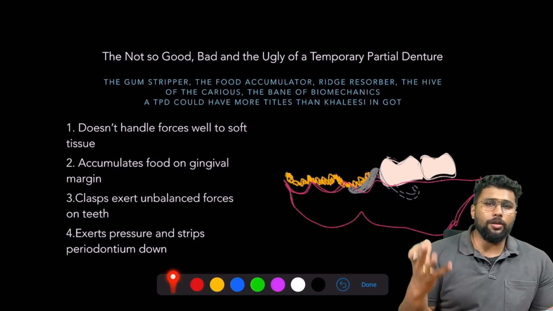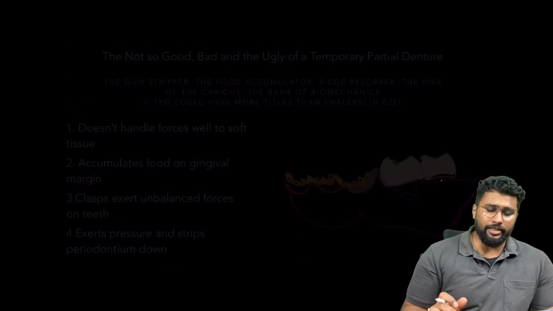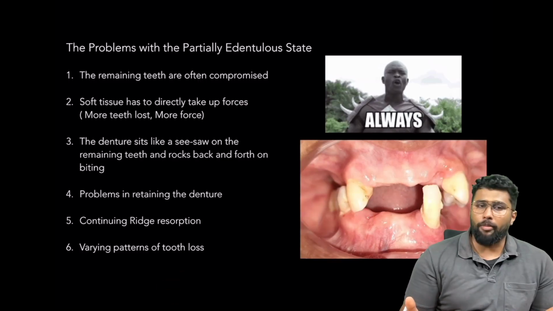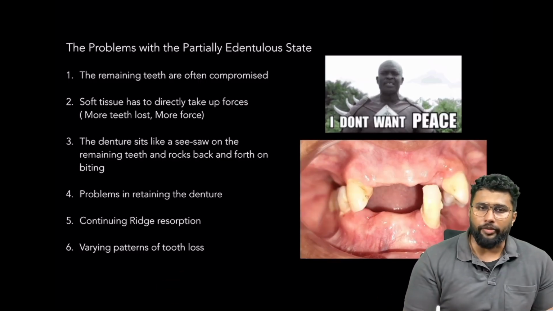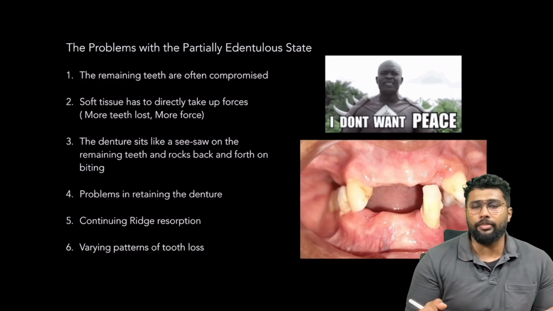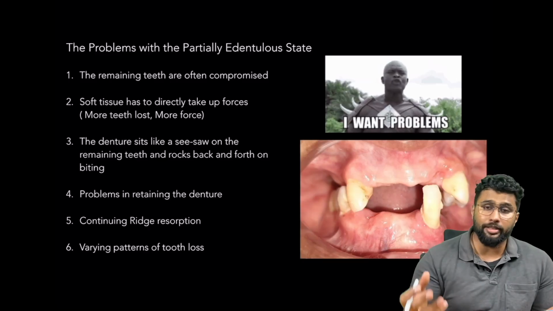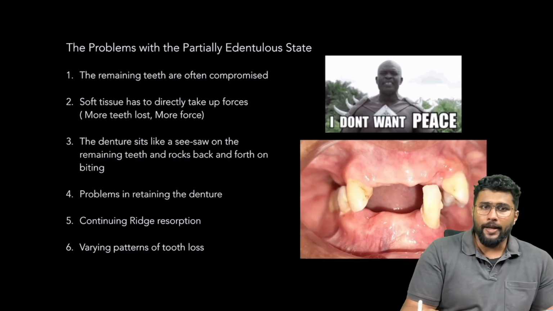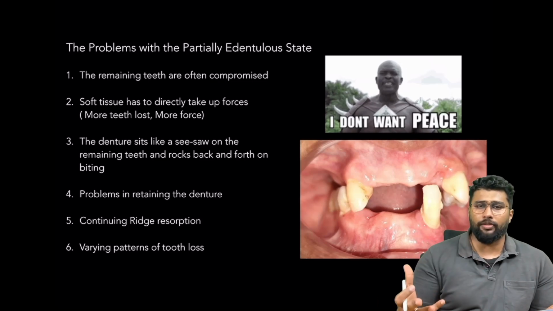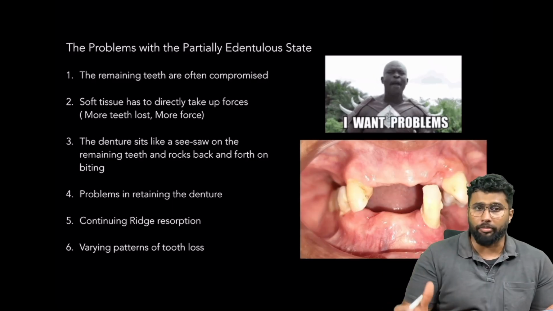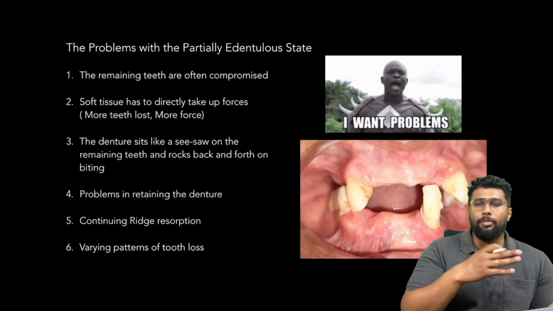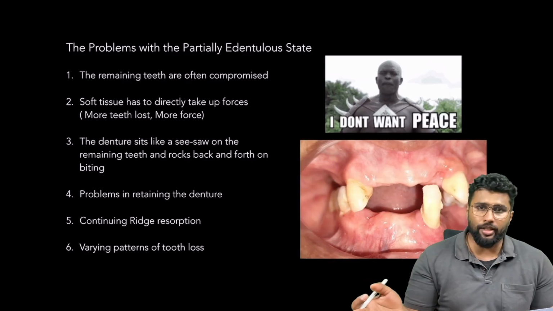Now, these are so many problems, and in addition to this, the partially edentulous state as such is not free from problems as well. The remaining teeth, like I said, are often compromised. The soft tissue has to take up forces directly from the prosthesis because the number of teeth is less. The denture sits like a seesaw on the teeth and basically rocks back and forth as and when the patient bites or chews and moves the mouth. Now, of course, this is a condition that is somewhere in between a fully edentulous and a dentulous state.